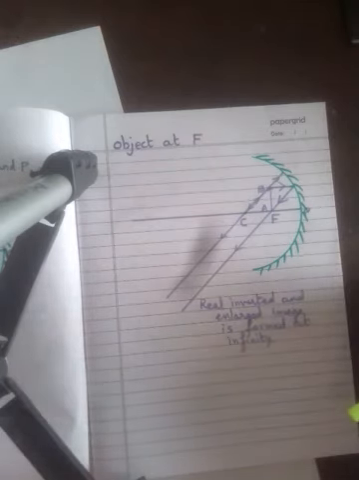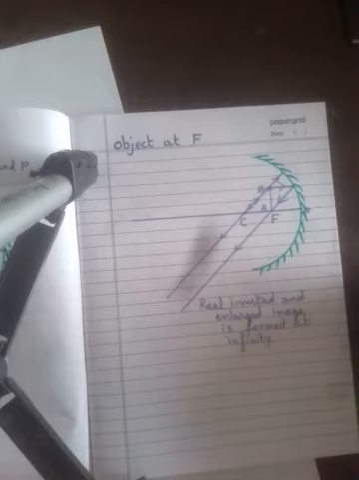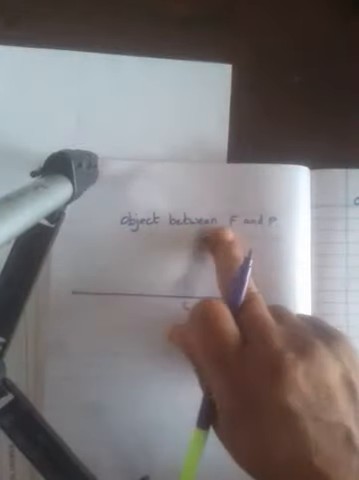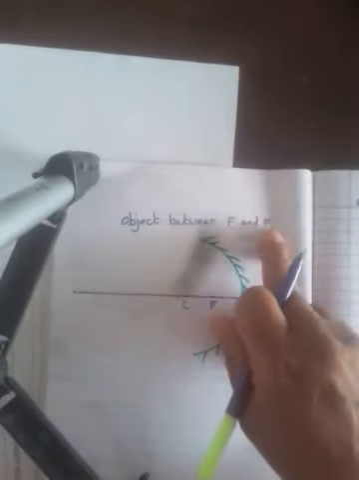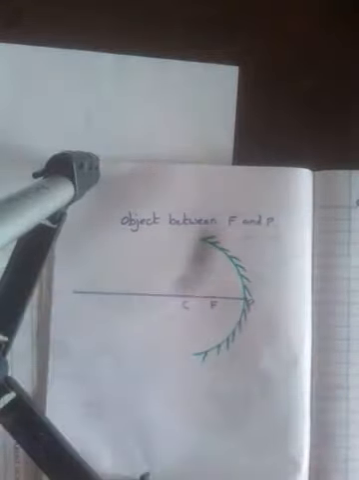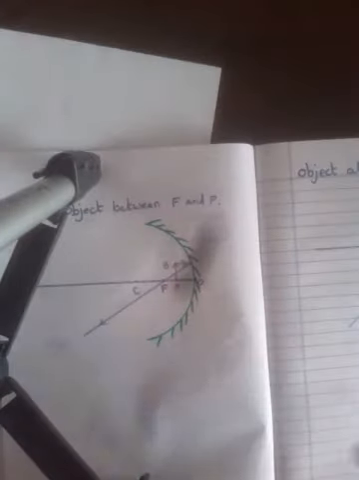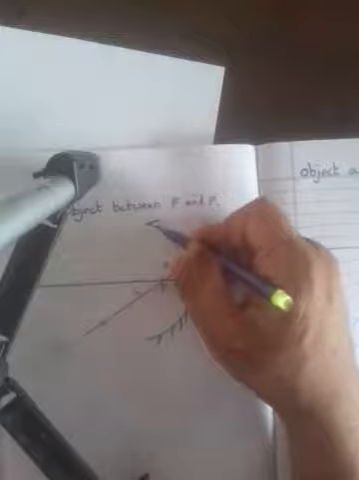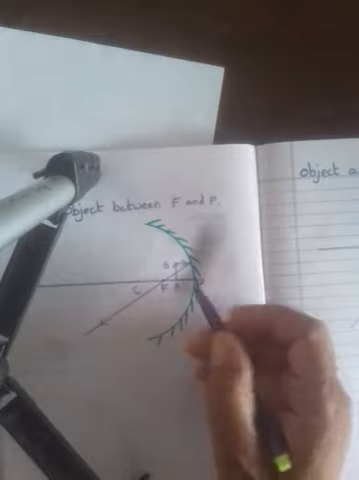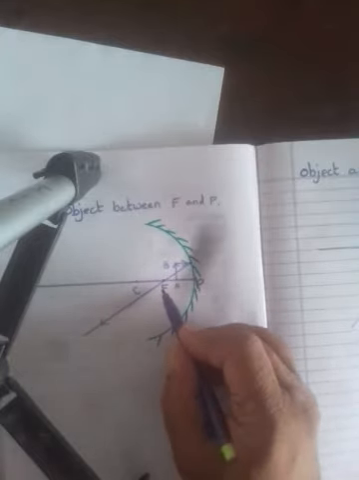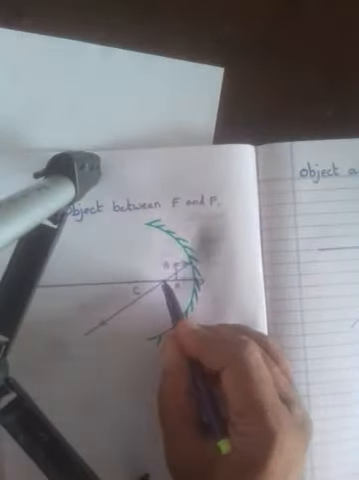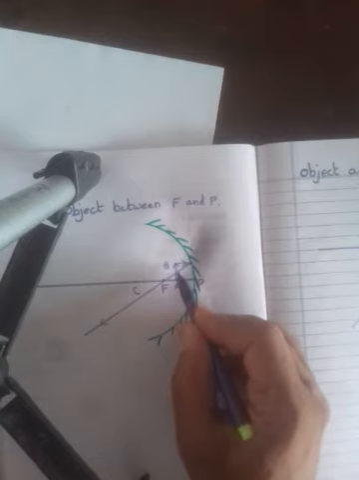Now let us draw one more image formation diagram. This image formation diagram we will draw for an object which is placed between the focus and the pole of the mirror. Here also I have drawn a concave mirror of radius 4 centimeters, and focus is the midpoint of C and P. So here the object AB is placed between F and P.